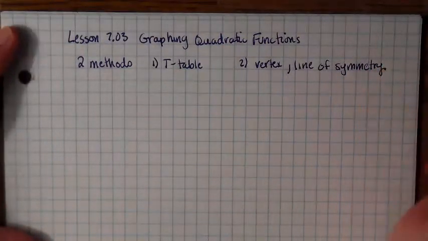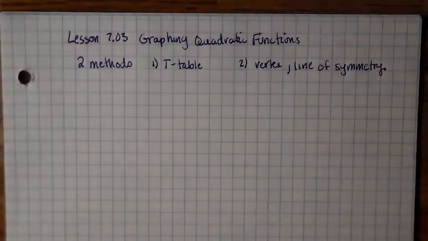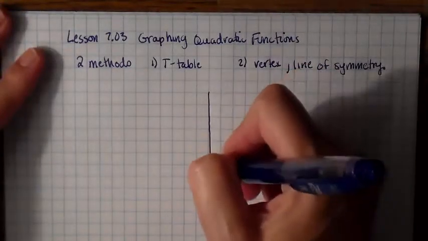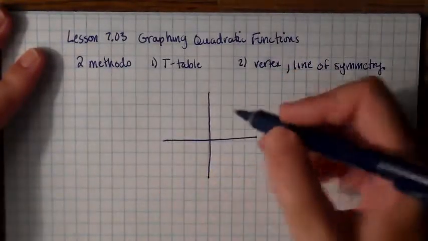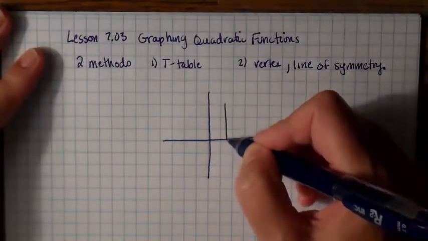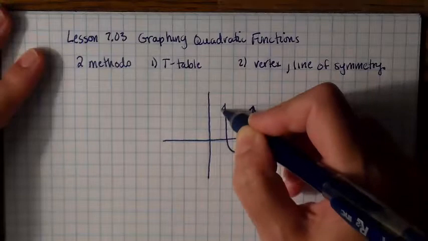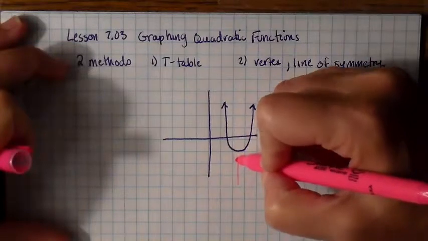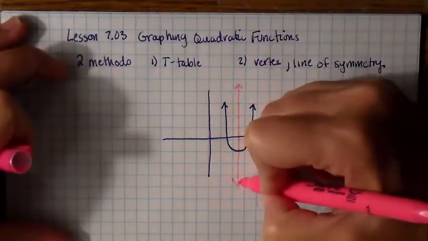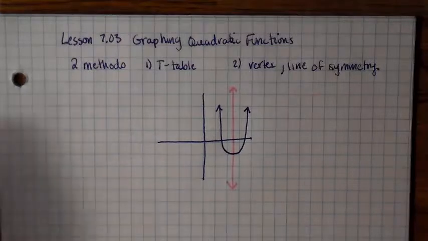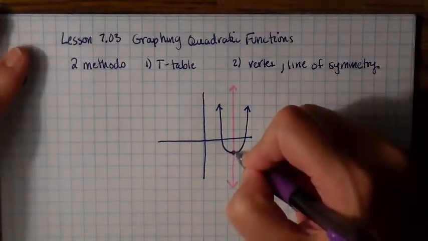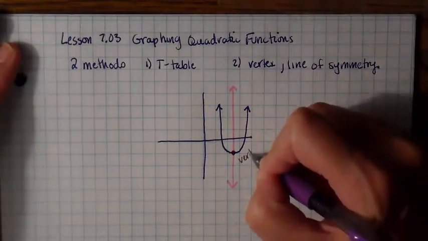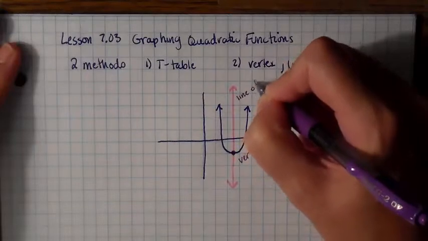Now, in our last lesson, we discussed that the line of symmetry is the line that cuts the parabola in half. So if I have some random parabola, the line of symmetry will run down the center of the parabola, like this. And the vertex is the point where the curve occurs. So vertex, line of symmetry.